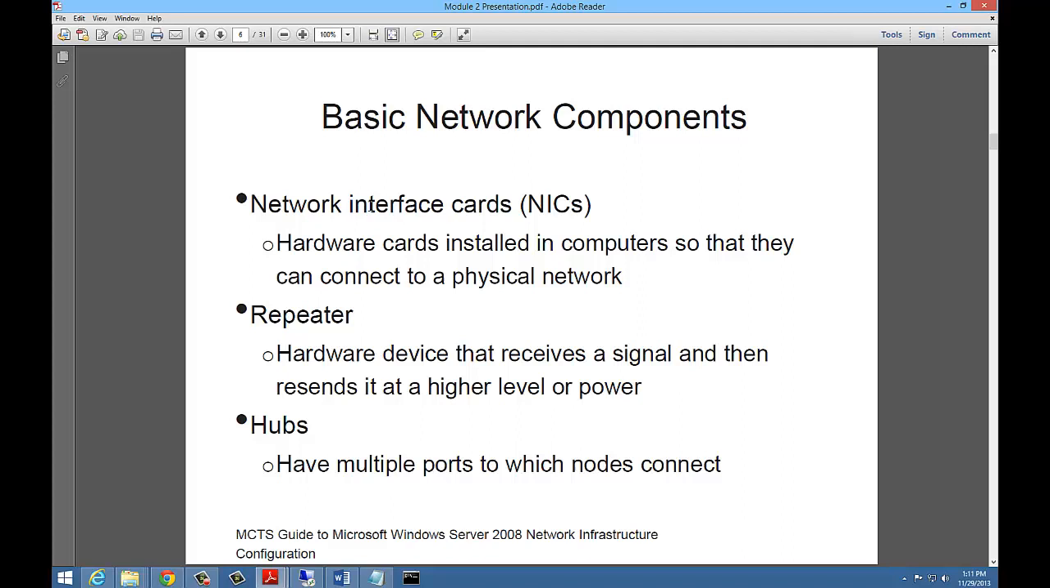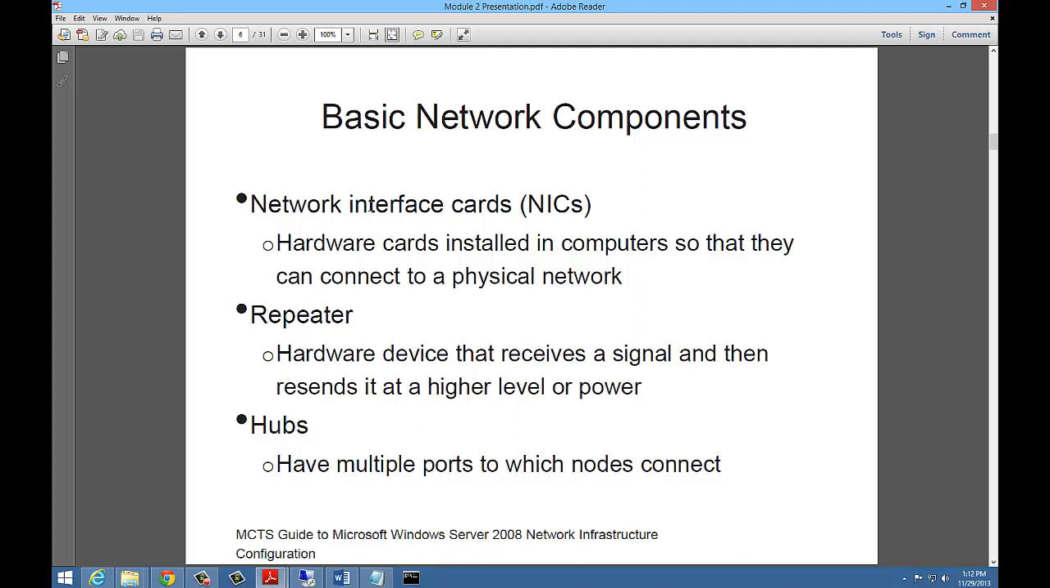A repeater or a switch is a hardware device that receives a signal and then resends it at a higher level or power. So a switch is one of the more common types of repeaters, but a repeater could be just one port. Since most TCP/IP or Ethernet networks can't go more than 300 feet if you're using standard Cat5 cables, you would need a repeater in order to boost the signal if you want to make it go longer than that 300 feet. So a repeater can be just a single port, or it can be multiple ports like a switch.